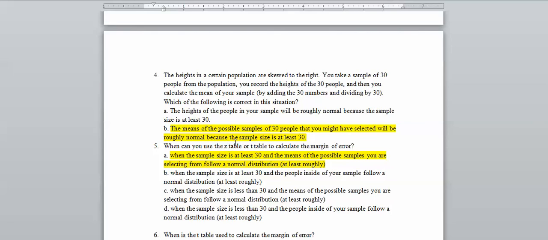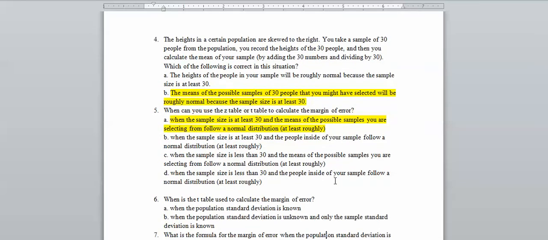Both tables have this rule that has to be followed: the sampling distribution of the possible samples has to be at least roughly normal. So right here in green, this is the rule that has to be followed. This rule has to be met to use the z-table or the t-table. If this rule is not met, you can't use this table and you can't use this table either.